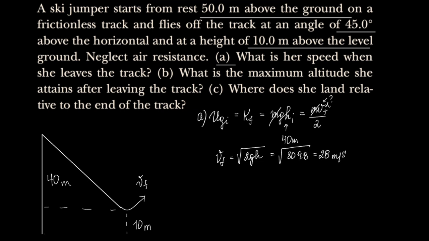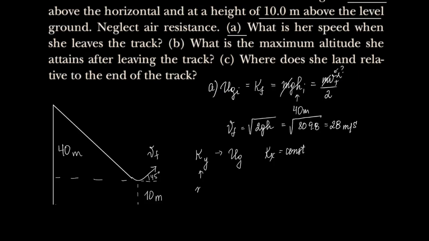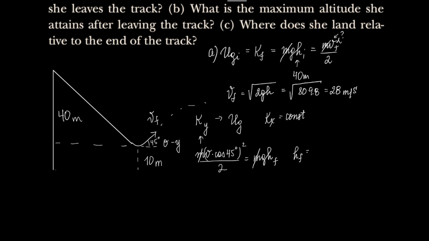B, what is the maximum altitude? Because she flies off at 45 degrees, we know that she will keep her horizontal velocity, but will lose her vertical velocity. So I can say kinetic energy Y turns into UG, and then kinetic energy X is constant. It remains constant. MV cosine of 45 squared divided by 2 turn into MGH final for her maximum altitude, and then H final, also known as H max in this question, 30 meters.